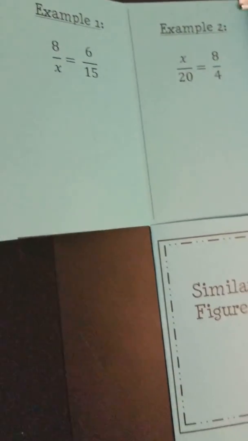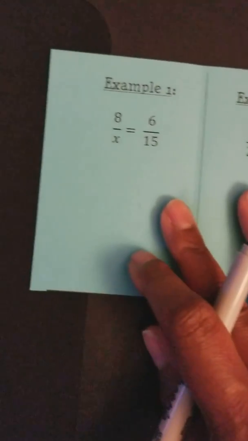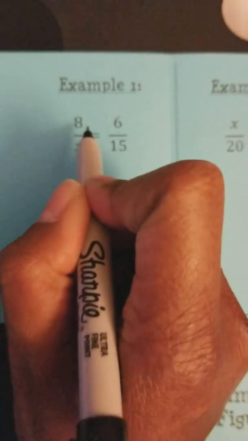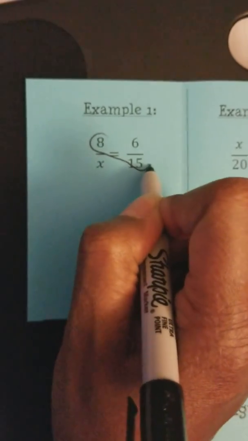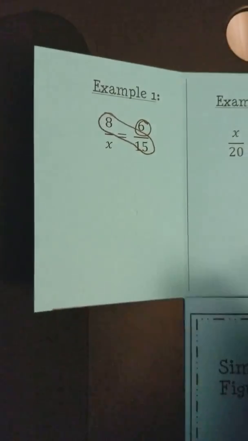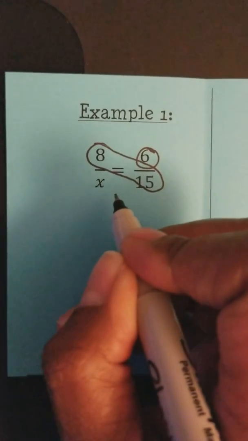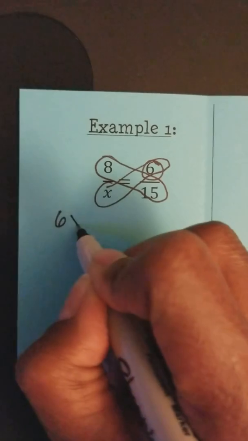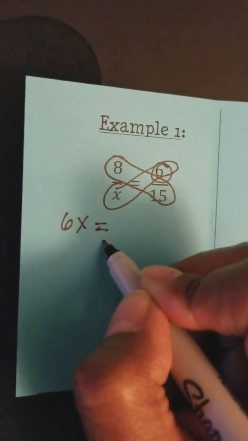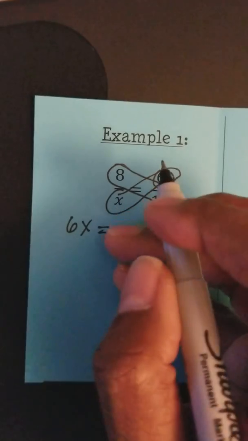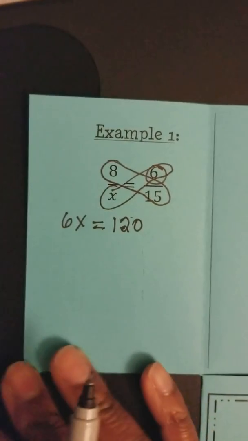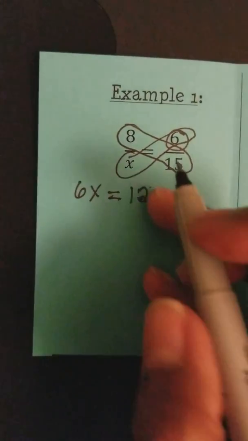Okay, so if you turn over in your foldable, you have two examples here. We're just simply going to solve proportions. So we know that we're going to just cross multiply and divide. What we can also do is set up an equation. So we can set both of these equal to each other. So we have 6x equals, we do 15 times 8, which would be 120. Okay, so it's just like solving a one-step equation, just like you saw in 6th grade.